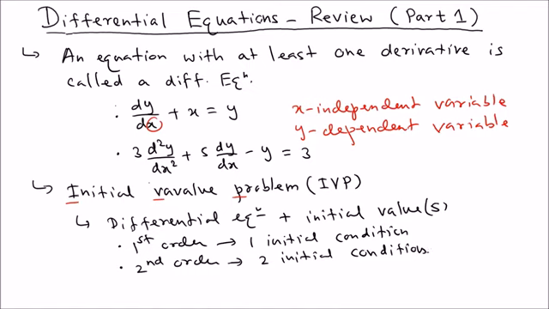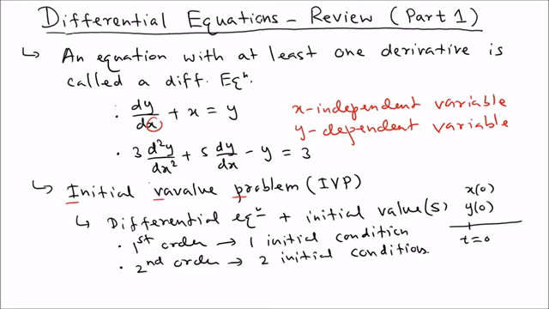Initial means it is given at the starting point. For example, let's say there's a system that starts at t equals 0. If the information is given at t equals 0, we call it the initial condition. Normally it looks like y0, or x0 if x is the dependent variable.